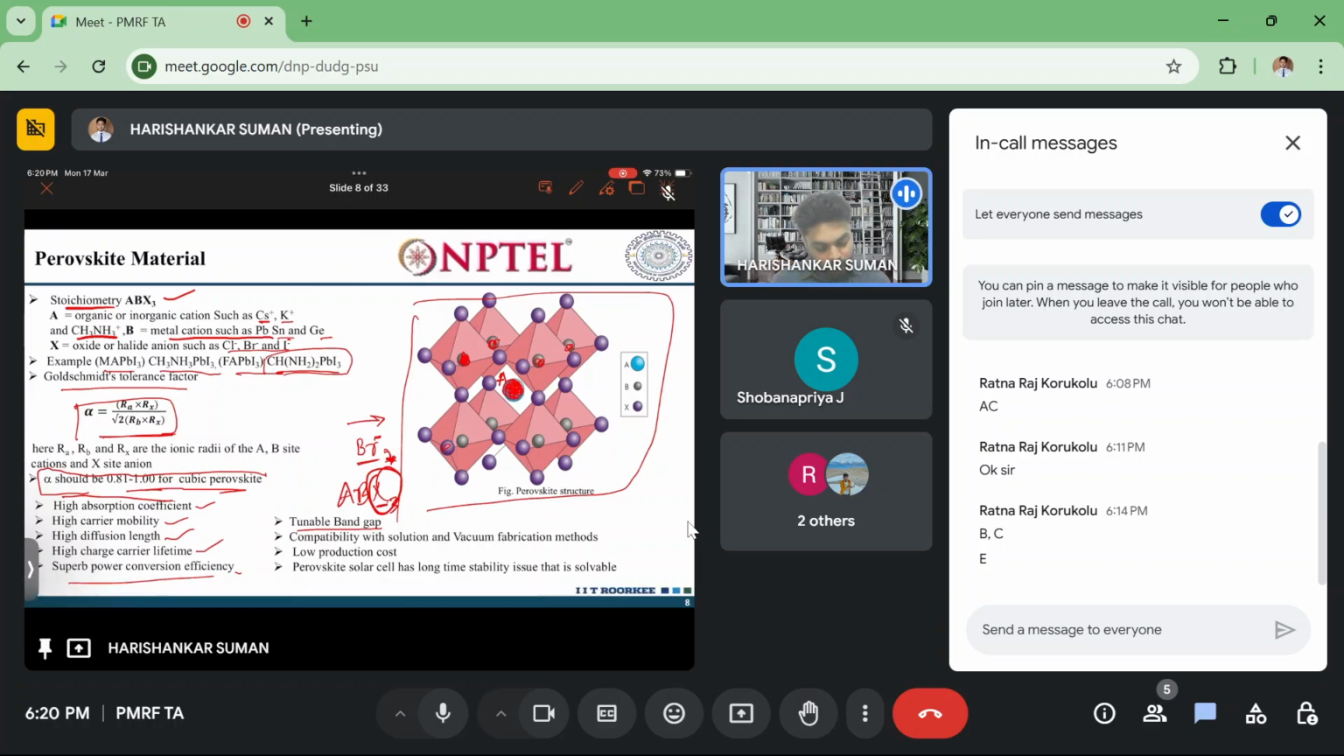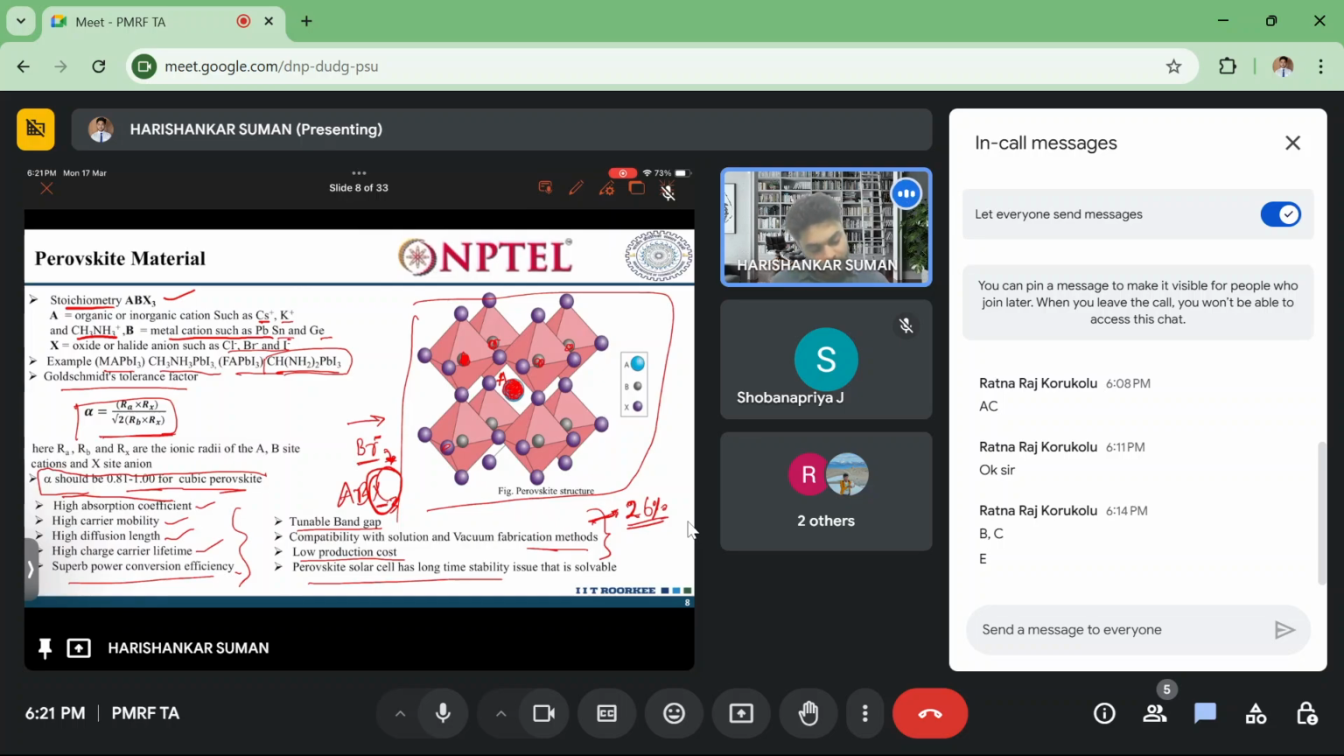Compatibility with solution and vacuum fabrication methods, and also a low production cost. So these are superb properties of perovskites. That's why solution process based perovskite has around 26% or higher efficiency, competitive or comparable with silicon, but silicon has a higher cost, while our perovskite has low cost.